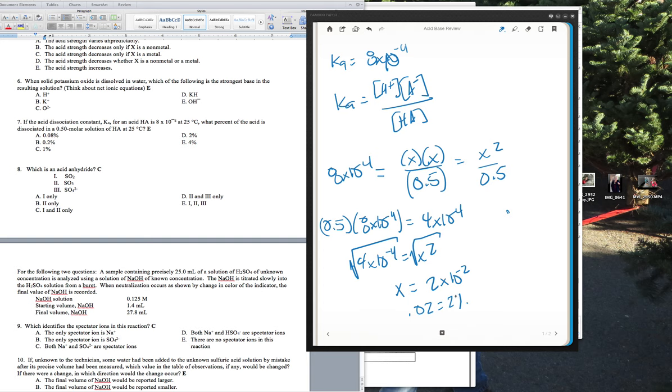And since it was in a 0.5 molar solution, so we do 2% of this and 2% of the A minus. Wait, I'm not doing this right, am I? No, you take 0.02 and then you divide it by 0.5 and you multiply that by 100 to get the percent. Right. That's what I did wrong. Sorry. Okay. Let me erase that part. So that was the concentration, then we take that, divide by the 0.5 molar, times 100 equals 4%.